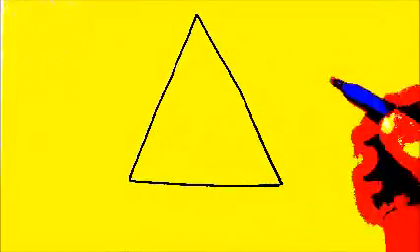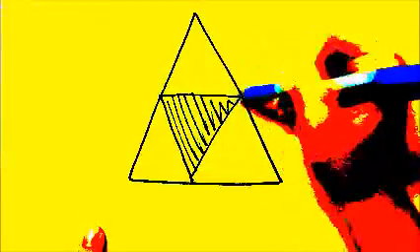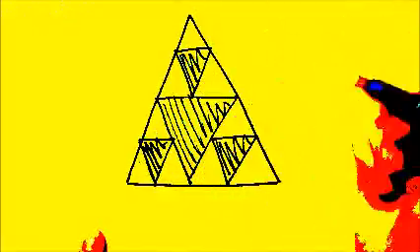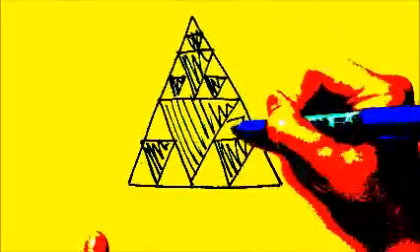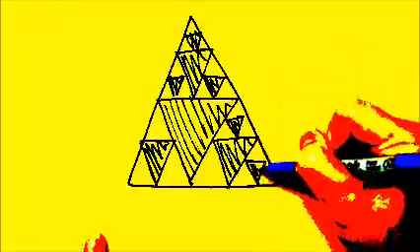First, we have a triangle, and then we put an upside-down triangle in the middle. Now, we have to do the same thing to these three to continue the pattern. Once we do that, we have another set of three on each side. And so we have to do the same thing, and so on. This pattern goes on forever, and this is considered fractal geometry.